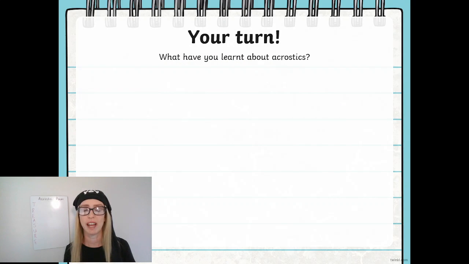It's going to be your turn now to write your acrostic poem on treasure. Okay, so I'm looking forward, and I'm sure your teachers are also looking forward to seeing what you're going to send through. Now, there is a template you may use, or you can just write it on a piece of paper.